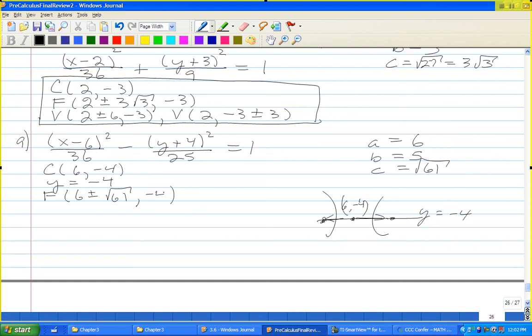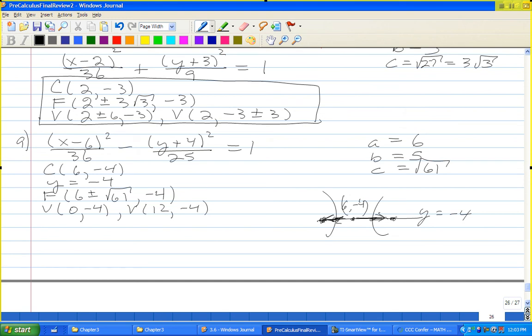The two vertices, again, you're going to be adding to the x here to get my two vertices. And so you'll be adding and subtracting 6. Maybe I'll actually write them down. So if you subtract 6, you get 0. Subtracting 6 from the x-coordinate of the center and adding 6 to the x-coordinate of the center.